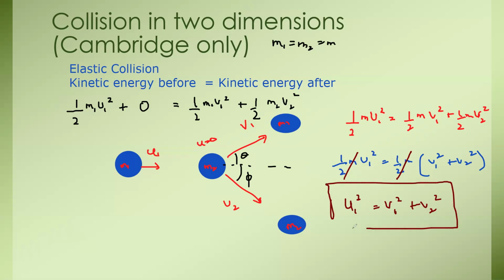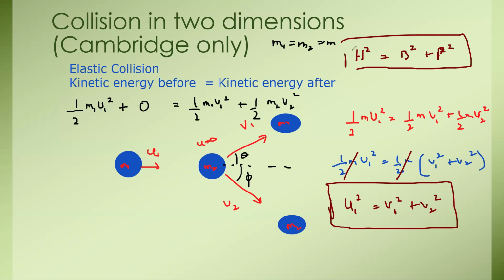Can you relate this equation with any mathematical equation? If you remember the Pythagoras theorem, what is the Pythagoras theorem? It says the hypotenuse square is equal to the base square plus the perpendicular square. That's how the equation for the Pythagoras theorem is written. And we get u1 square is equal to v1 square plus v2 square. So this equation resembles the Pythagoras equation.